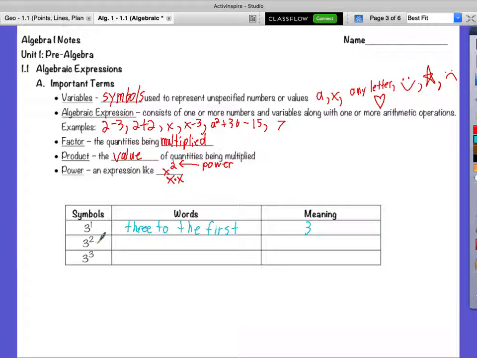Levi, how would we say this one? Yeah, 3 to the second. You could also say 3 to the power of 2 if you wanted. So how many 3's are being multiplied together here? 2. So we end up having 3 times 3. And what is 3 times 3? Right, thank you. Did someone say what 3 times 3 was? Yes. 9. Okay, 9.